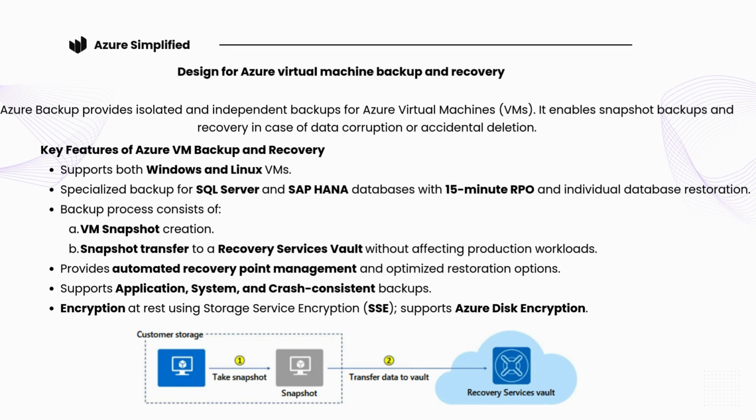Backup process consists of VM snapshot creation. Snapshot transfer to a recovery services vault without affecting production workloads. Provides automated recovery point management and optimized restoration options. Supports application, system, and crash consistent backups. Encryption at rest using storage service encryption, SSE, supports Azure Disk Encryption.